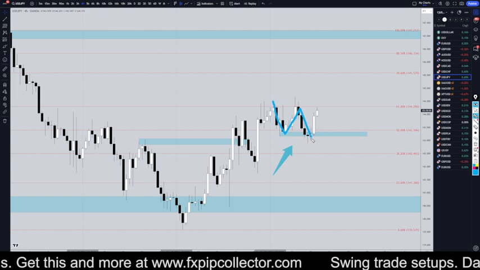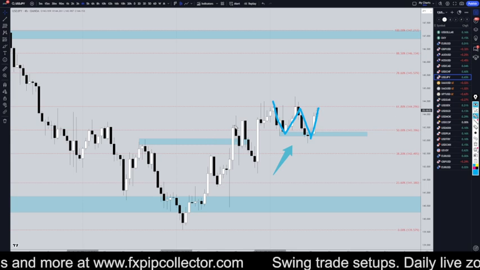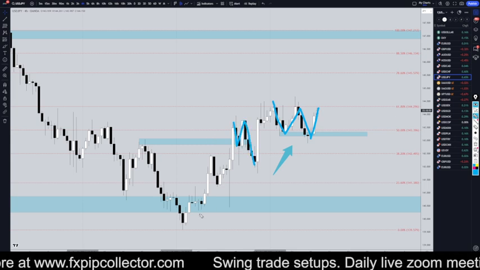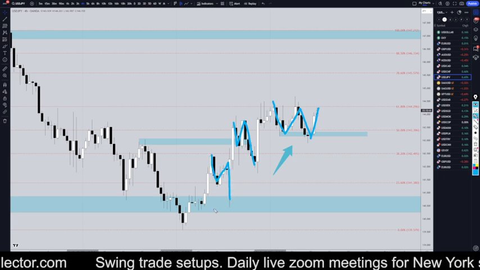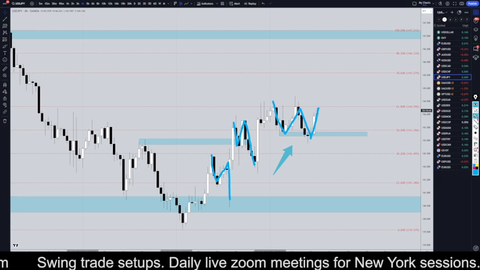1, 2, 3 waves down and impulsive up, continuation to the uptrend. 1, 2, 3 waves down, continuation of the uptrend. Even this right here is 1, 2, 3 with that spike right there, and then continuation of the uptrend.